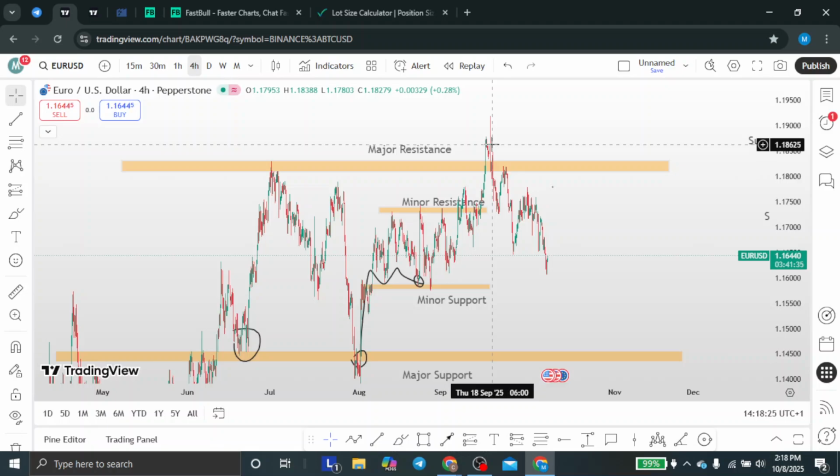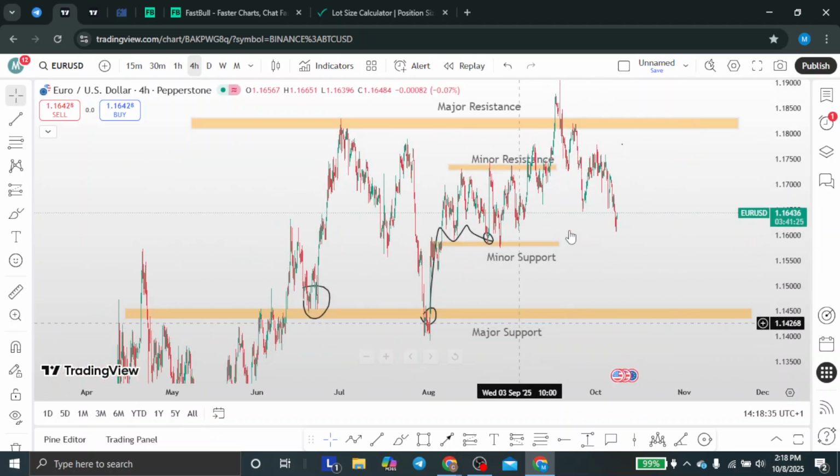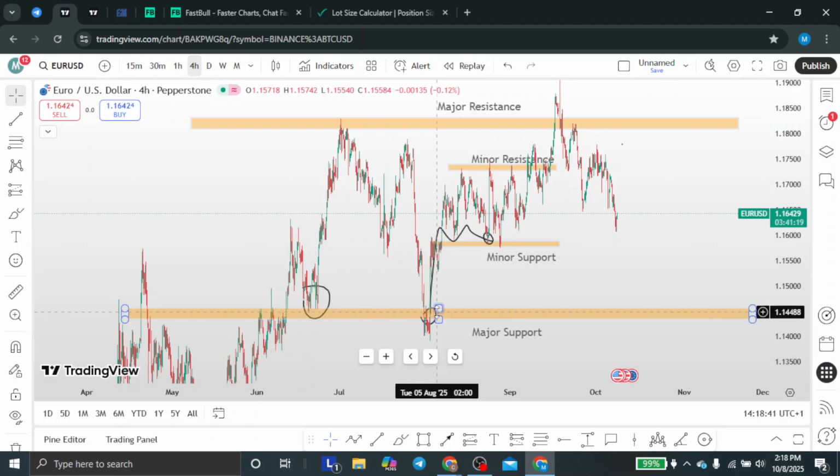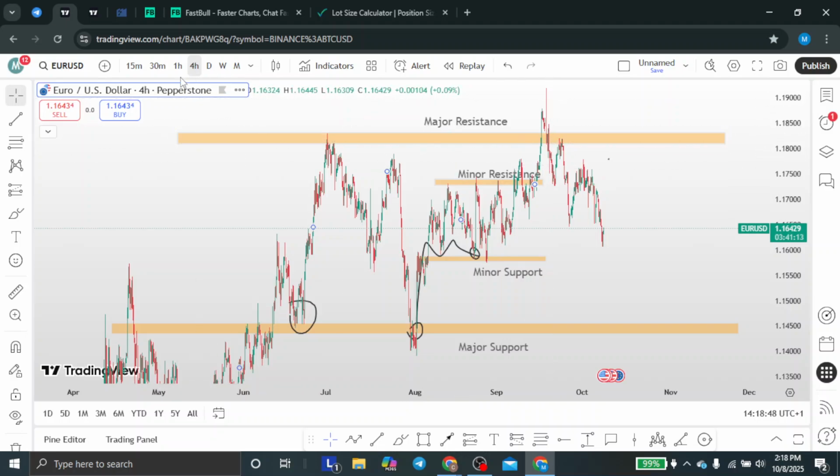Resistance. Which of the resistance? Minor resistance. No, now it's major. This was the one that created the major. Okay. I told you before, market started making the move from the major support. Market was meant to go all the way to this major resistance, but what happened?